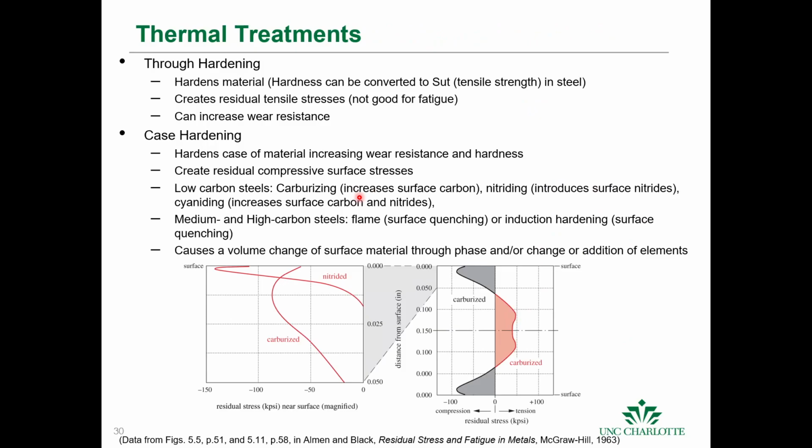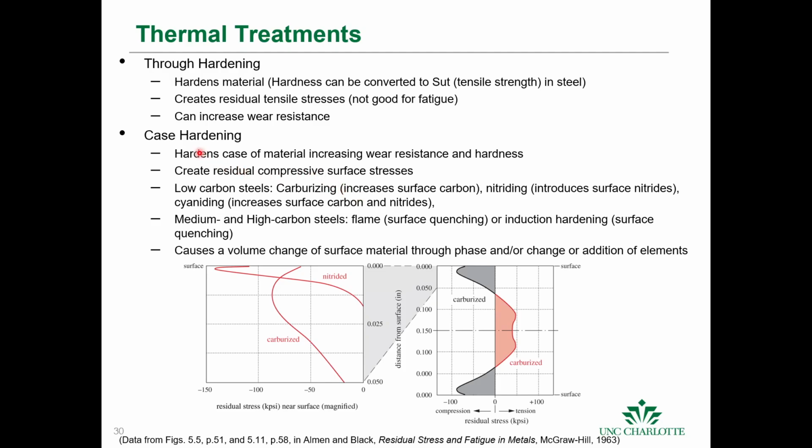Now, when you have low carbon steels, there's not enough carbon to harden it all the way through. Through hardening is what you had just talked about. And when we do through hardening, it can create residual tensile stresses, which is not good for fatigue. Tensile stresses on the surface and fatigue are never really good friends, but what it can do is increase your wear resistance. So the heat treatment's relationship to fatigue, which we'll talk about later, is a big deal if we expect cyclical loads.